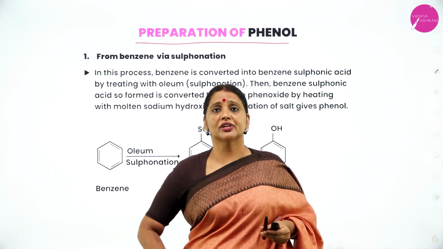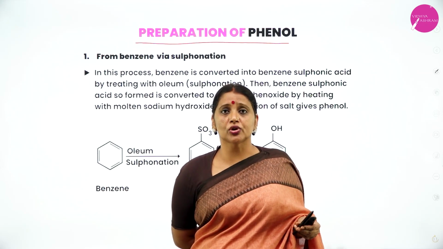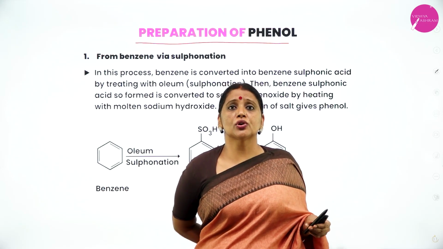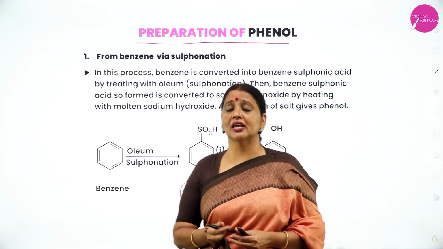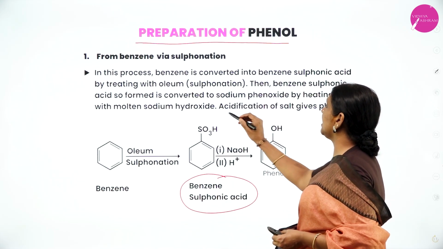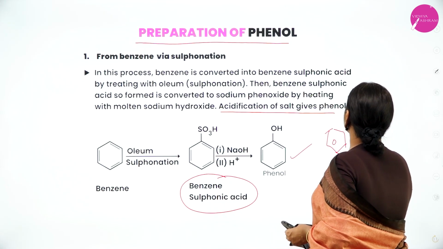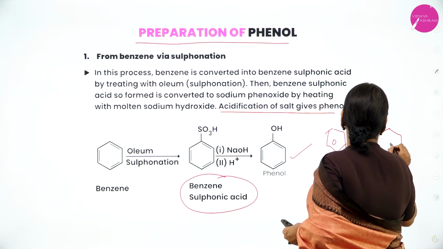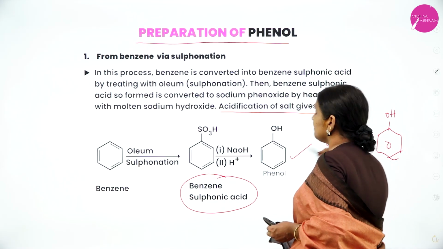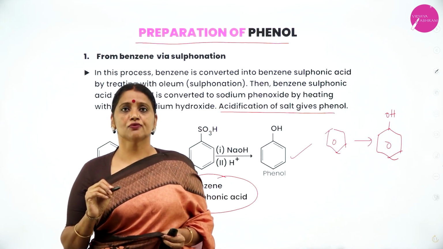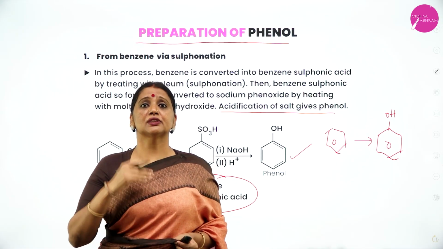This benzene sulfonic acid is further heated with sodium hydroxide, and it forms sodium phenate. Sodium phenate after acidification gives rise to phenol. Therefore, we converted benzene into phenol by sulfonation, that is, by heating with oleum.